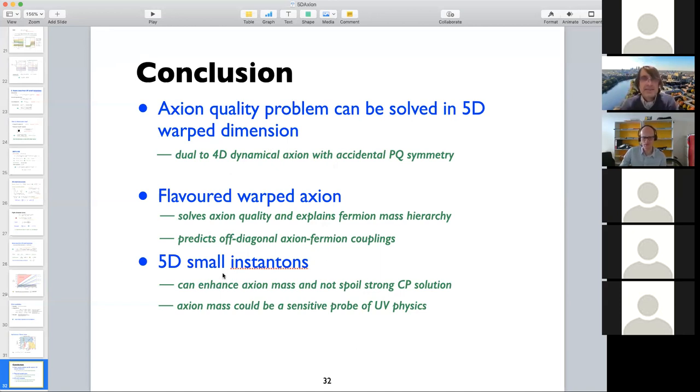And then in the latter half of my talk, I also showed you how it may be possible that 5D small instantons can enhance the axion mass. And this is interesting because that means we should be exploring the full parameter range, because it could be that any axion mass could solve the strong CP problem and be a sensitive probe of UV physics. So that's it, and thanks very much.